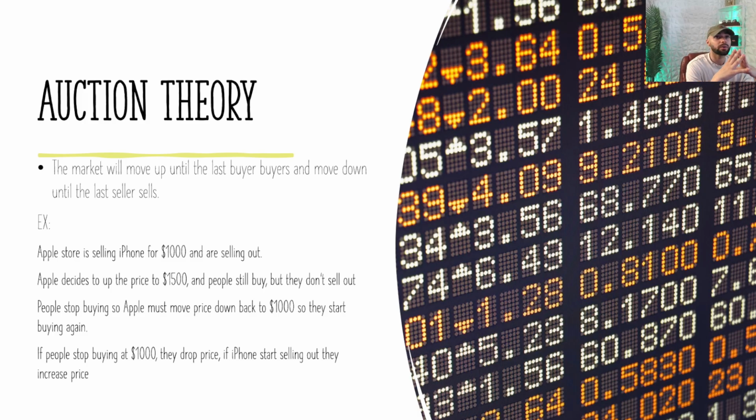So, you know, a quick example: let's say Apple Store is selling iPhones for $1,000 and they sell out. They move price up to $1,500 and people still buy, but they don't sell out, right? People stop buying. So what happens with Apple, right? People stop buying their iPhone at $1,500. They have to move price back down to $1,000 to get people to start buying again. Simple supply and demand here. You learn this in school. If they sell out at $1,000, you need to pick the price up even more. So that's how the market is controlled, right? If people are not buying at a high, the market will then reverse.